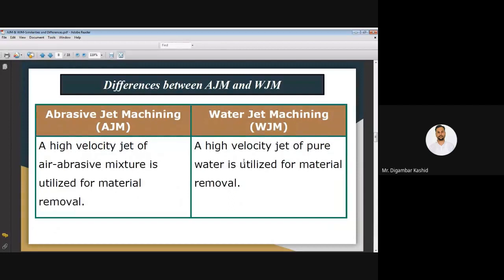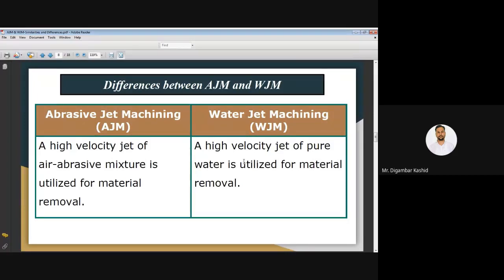Now come to the differences between abrasive jet machining and water jet machining. You can see I have made two columns, where you will get the points about each machining process.